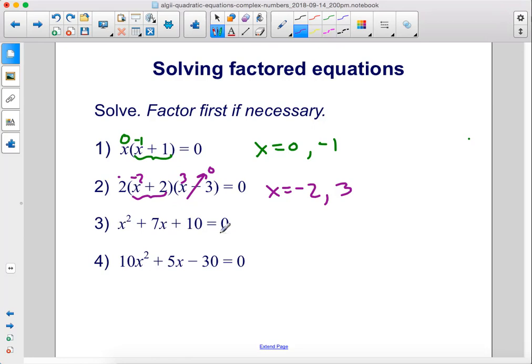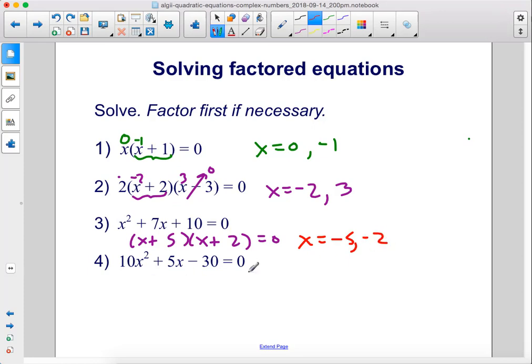Here we have to factor first. So we have x and x. These are both plus signs, so these will also both be plus signs. And the numbers 5 and 2 work great. 5 times 2 is 10, 5 plus 2 is 7. This is our equation. Now we can see that the two solutions are negative 5 and negative 2.